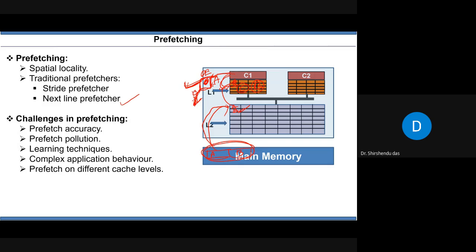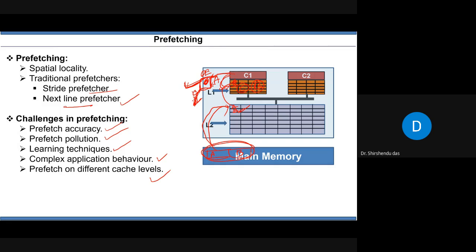The challenges in prefetching are prefetch accuracy, prefetch pollution, and learning techniques, meaning how accurately you can predict complex application behavior. If the behavior of the application is complex and does not follow a next line or stride prefetching pattern, how do you design a prefetcher for it? Also, prefetching at different cache levels: if we want to prefetch on L2 or on L1, what are the changes required? All these things we'll discuss when we discuss prefetching.